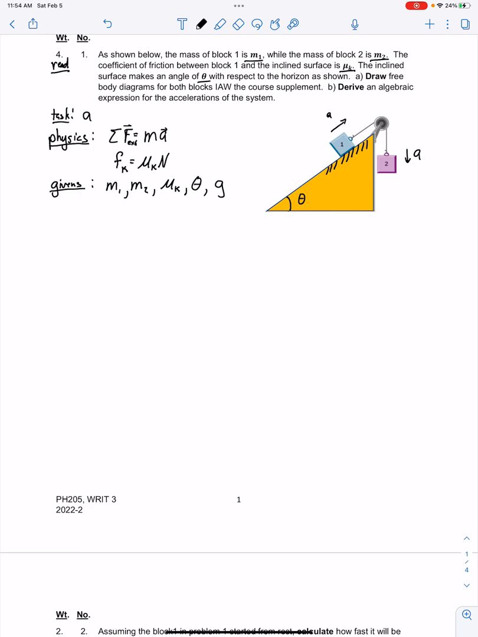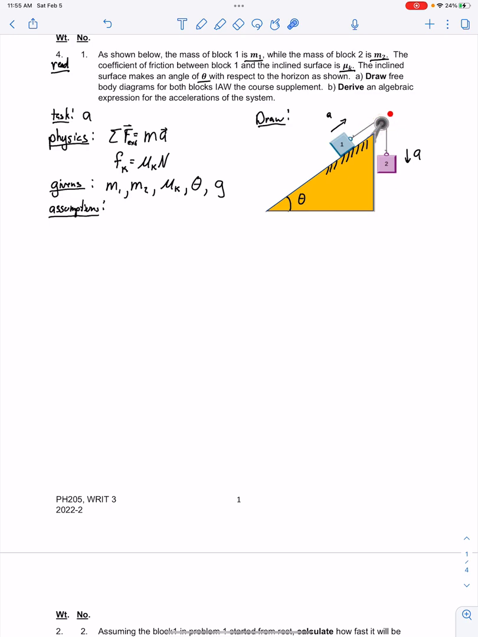Moving on, draw step is complete. And then we've got our assumptions. So our assumptions are, we could say that there's no air resistance on block 2. So no air resistance on block 2. It's in free fall. An important one is that our pulley is massless, right?